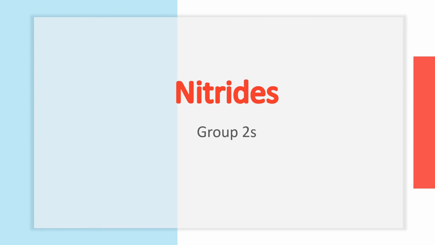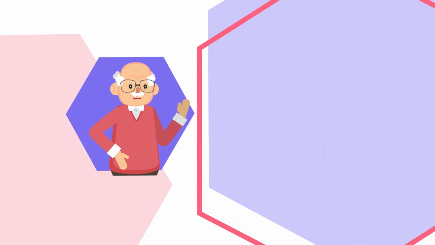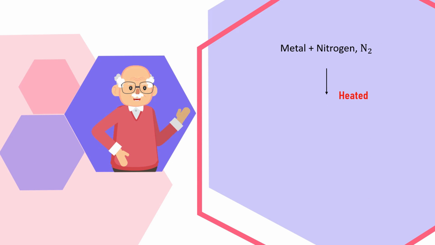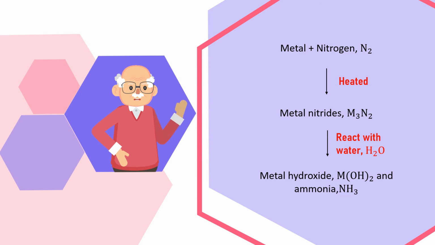Nitrides. When an alkaline earth metal is heated with nitrogen gas, it can form metal nitrides. Then, the metal nitride can be reacted with water to form metal hydroxide and ammonia.